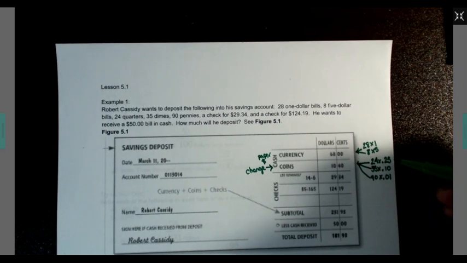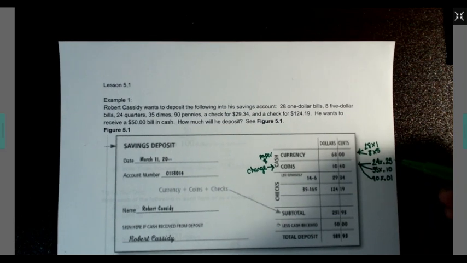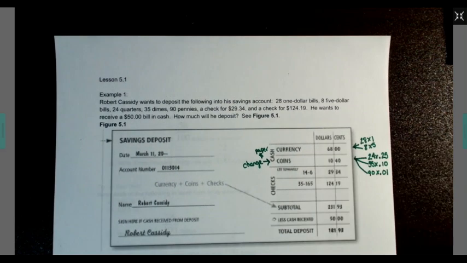All right, 24 times 0.25 would be $6. 35 times 0.10 would be $3.50. And then 90 times 0.01 would be 0.90. When we add that together, we do indeed get $10.40.